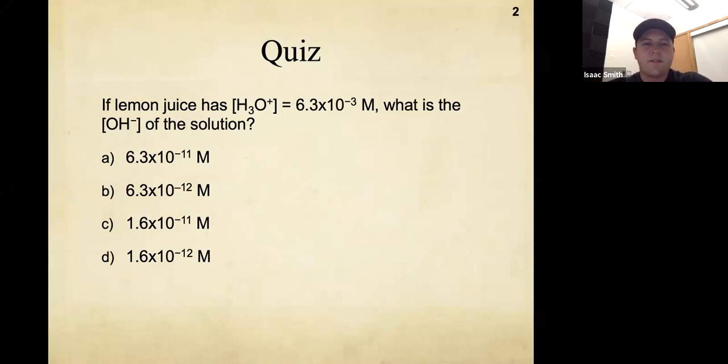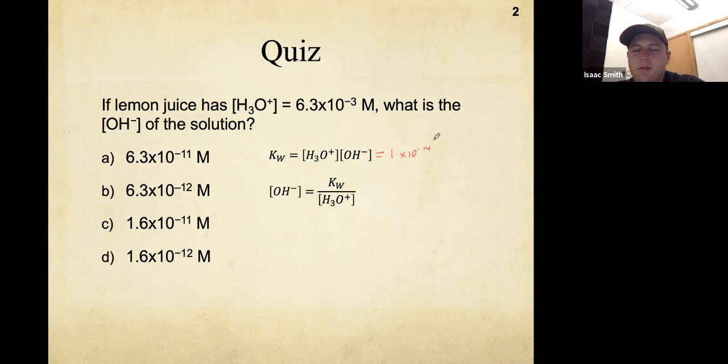Okay, so this one says, if lemon juice has a hydronium concentration of 6.3 times 10 to the negative third molar, what is the OH minus concentration of the solution? So we should be able to use this idea that we talked about in the last lecture, that Kw equals hydronium ion concentration times OH minus concentration, and that is equal to 1 times 10 to the negative 14, right?